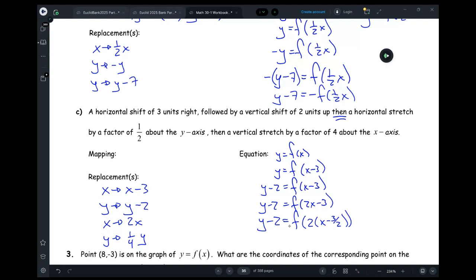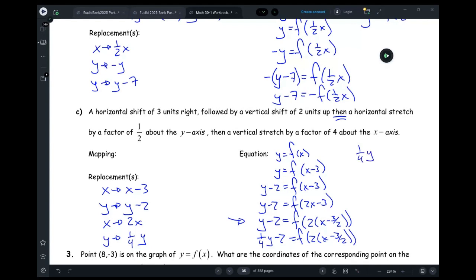Now I'm going to do the same thing with y here. I'm going to replace y with 1/4 y. So this is going to be 1/4 y minus 2 equals f of 2 times (x minus 3/2). Okay, I don't put parentheses around the y minus 2 because in the previous step, I'm simply subtracting 2 from y. So now after the replacement, I must be subtracting 2 from 1/4 y.